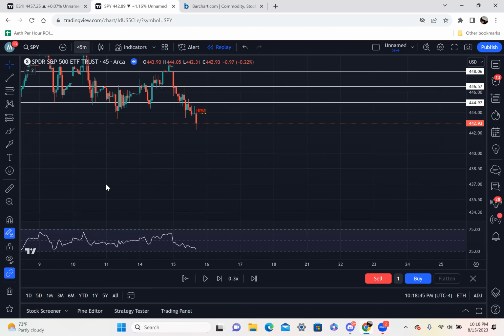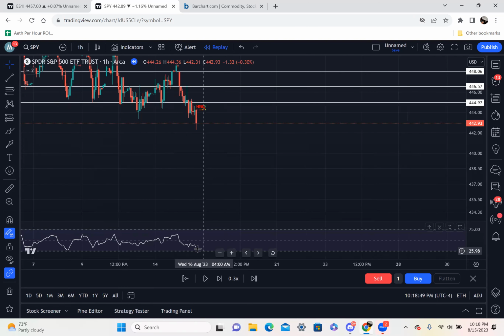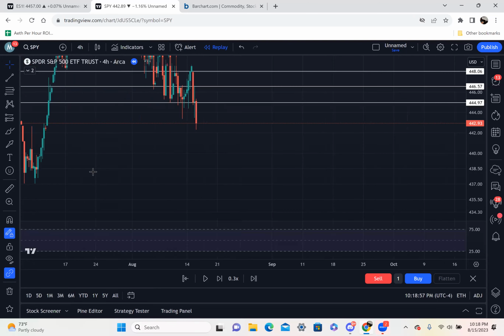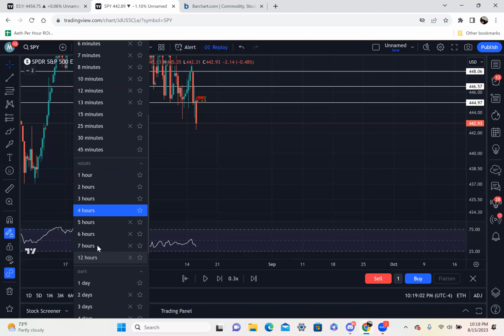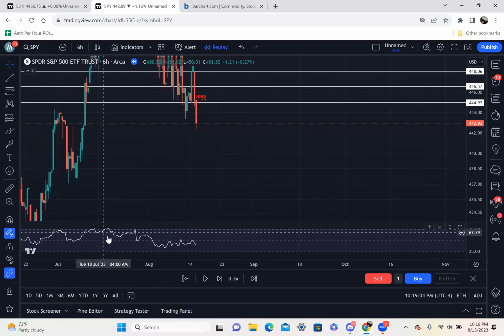Perfect setup. Perfect setup. The hour, are you kidding me? That's a perfect setup. See, you see that quick little bounce? That's a perfect setup. So now we go to a higher time frame. You can see the hour, 4 hour. All right, so it's probably like the 6 hour, 12 hour. No, because that rejected it. It's gonna be like the daily.